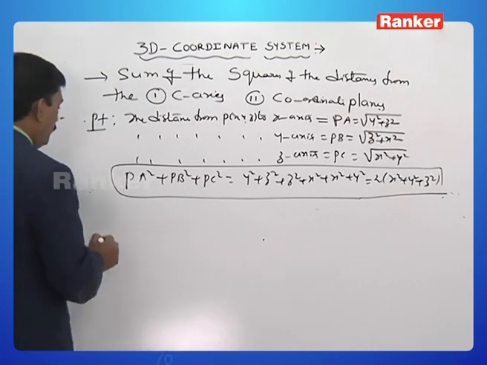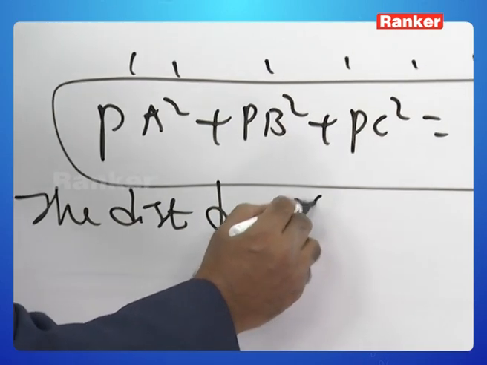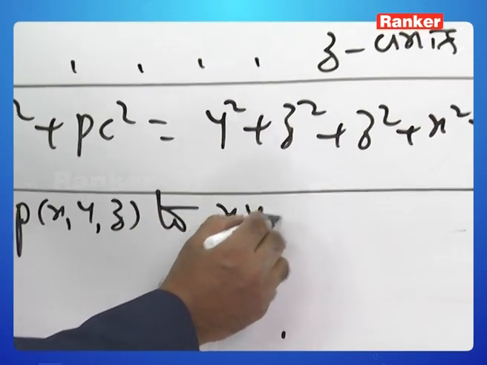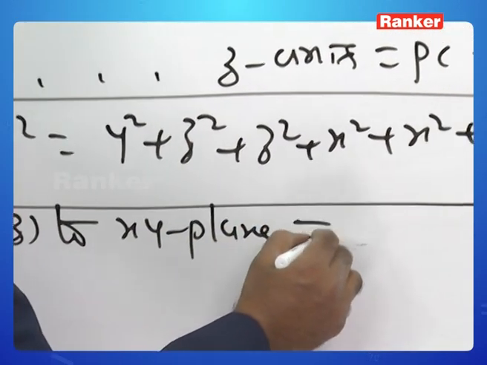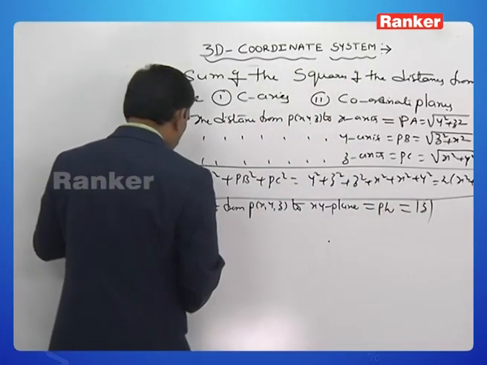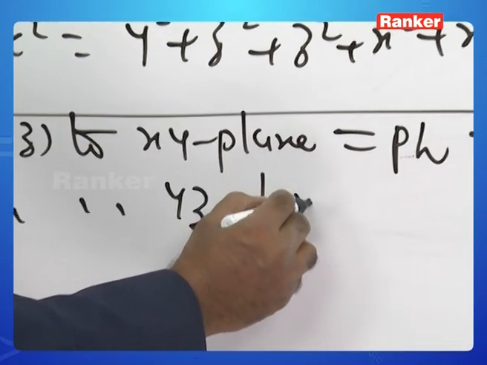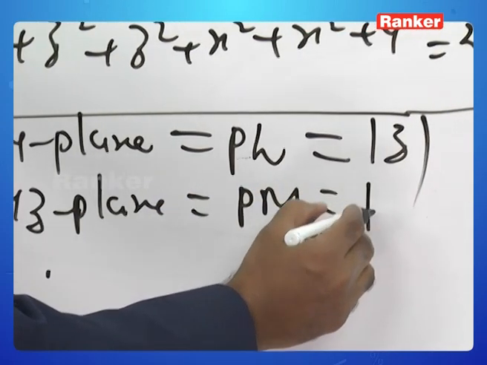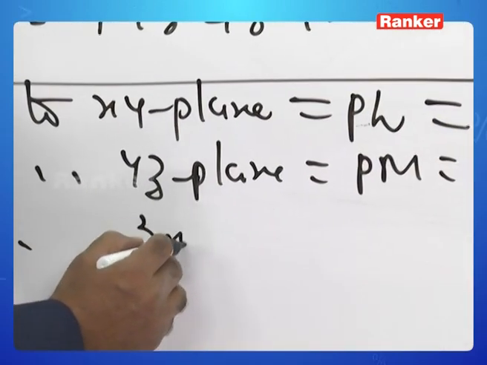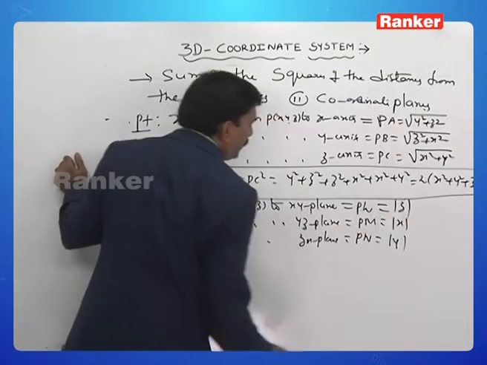In the same fashion, I can also write the distance from P of x comma y comma z to the xy plane is nothing but PL, which is equal to mod z. The distance from P to the yz plane is equal to PM, which is equal to mod x. The distance to the zx plane is equal to PN, which is nothing but mod y.